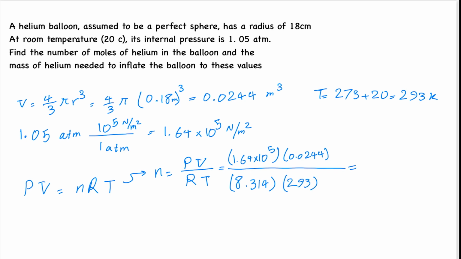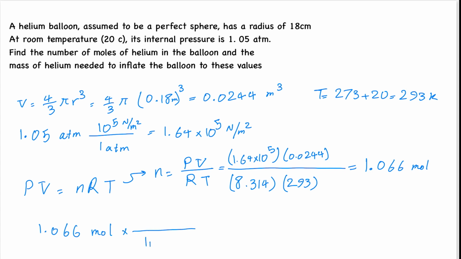So if we calculate it, we will get 1.066 moles. So we have this amount of moles in the balloon. We're asked to find the mass, so we want to convert it to grams or kilograms, whatever you prefer. So let's convert it to grams. We have 1.066 moles.